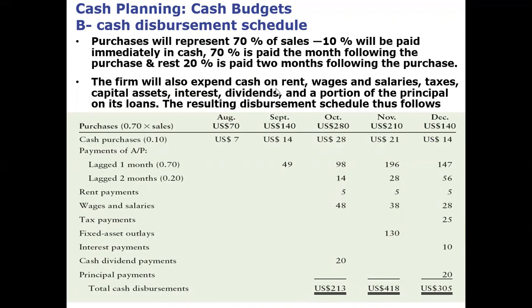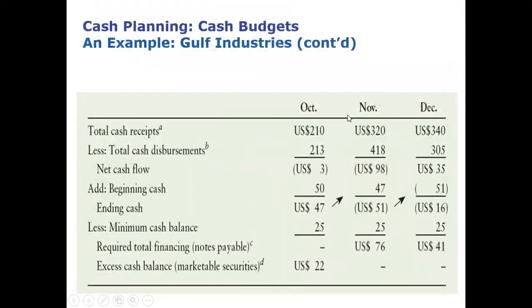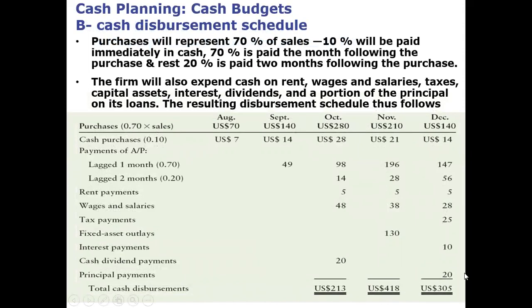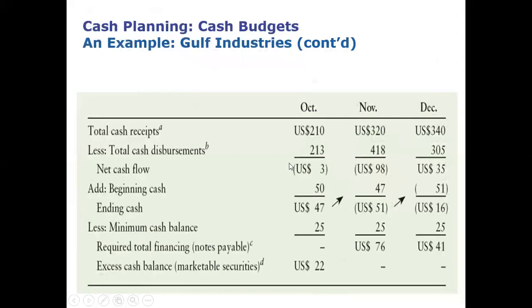And this is the total cash disbursement. So the total cash disbursement that I receive here is the summation that I'm expecting for the future October, November, and December. So we know from table A, which is the receipts, 210, 320, 340. And we know from this table 213, 418, and 305, I put them as a disbursement subtraction. So what I receive is inflow, and what I spend is outflow. So net cash is -3, net cash 98, and plus 35 in December.